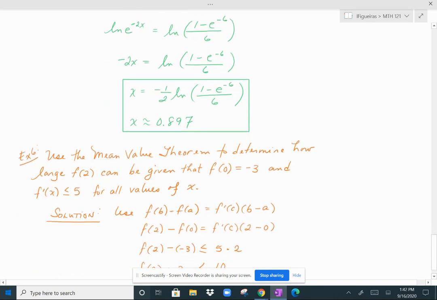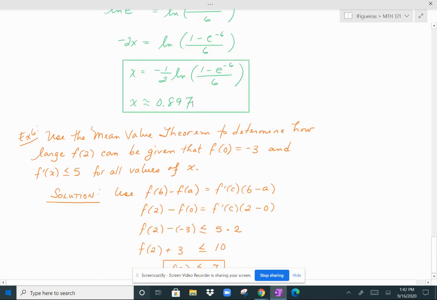All right, so here's going to be a slightly different approach to using the mean value theorem. So we will use the mean value theorem to determine how large f of 2 can be, given that f of 0 is negative 3 and f prime of x is less than or equal to 5 for all values of x. All right, so if you recall, when I first presented mean value theorem, I gave you the formula that we've been using all along. But I also said that if you multiply both sides by b minus a, you will get this second version of it.